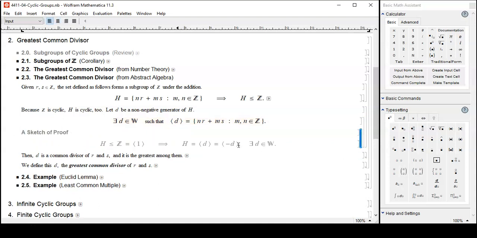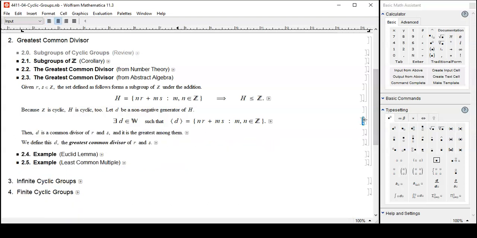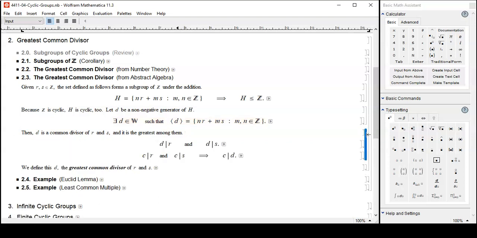If one is a generator, then the negative of that is also a generator, so one of them has to be non-negative. So we take the non-negative generator, and that's what we are going to define as the GCD, but not so fast. The non-negative D generating this set H exists, but how many? Not just yet. So let's go ahead a couple more.